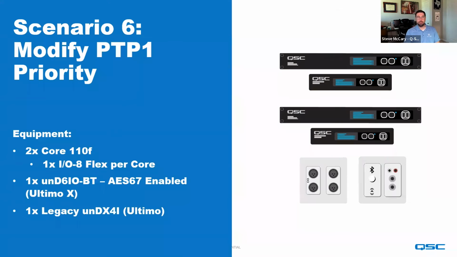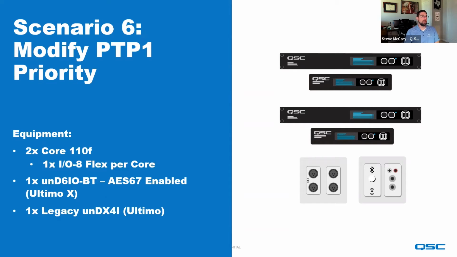So let's go through and talk about a way that we can do this a little bit differently. In our new scenario, we're going to have PTP v1, and we're going to set up the priority so that we can better determine what piece of equipment is going to be our clock leader. Same pieces of equipment: 110s, IO8 Flexes, 6IO BT, DX4I.